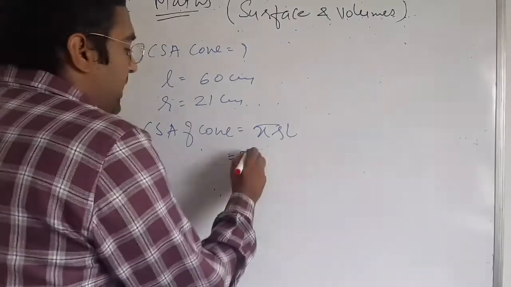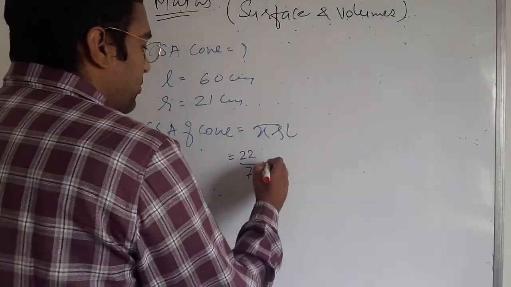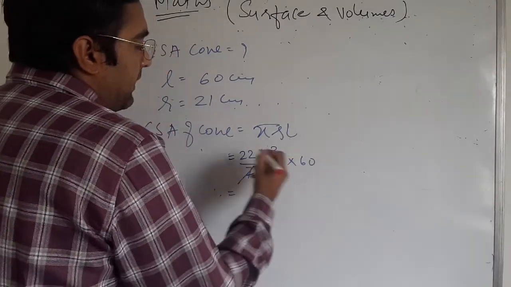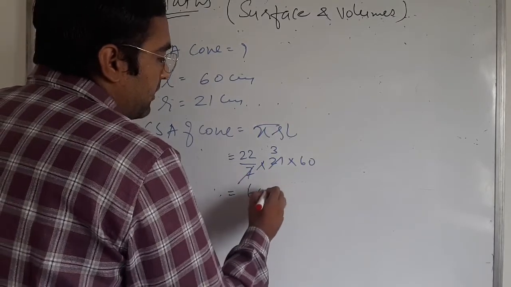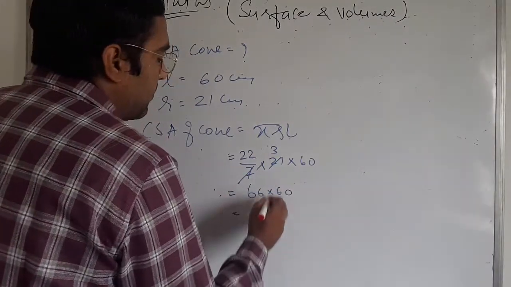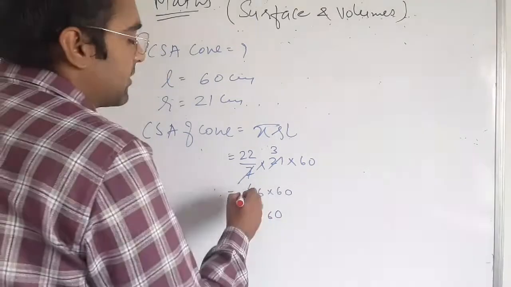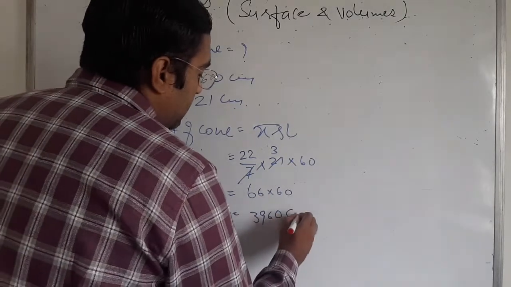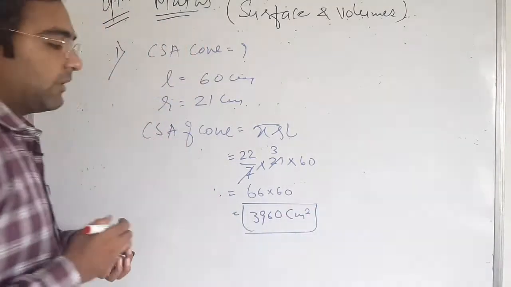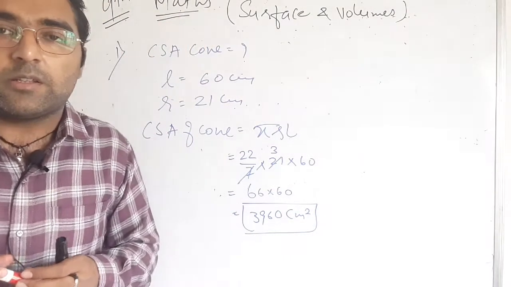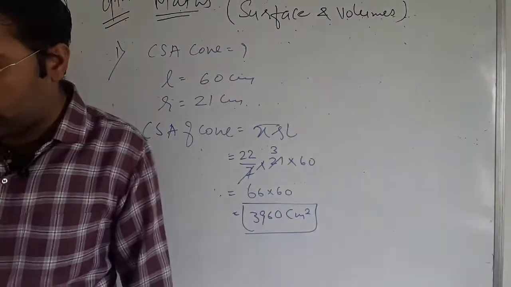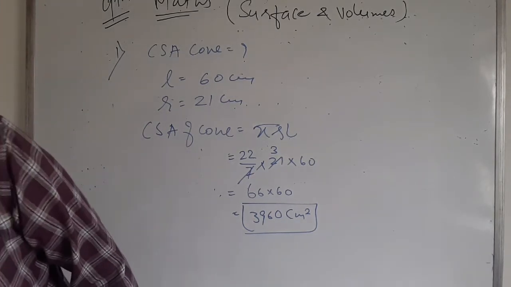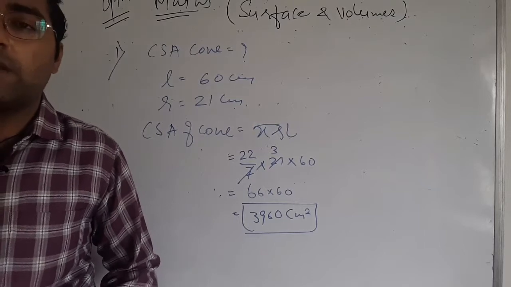My value of pi is 22/7, radius is 21 and slant height is 60. So 7 threes are 21, then 22 threes are 66, into 60. 0, 6 sixes are 36, 3 carry, 6 sixes are 36 plus 3 is 39. So my answer is 3960 centimeter square. That is my curved surface area of the cone. This is a basic sum. These sums are basic sums of the curved surface and total surface area.